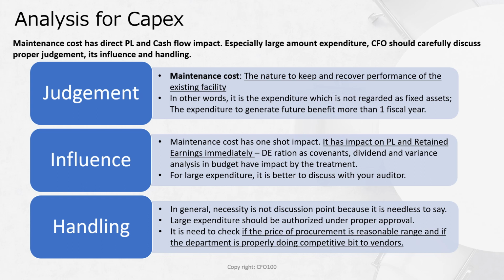Although an analysis for Capex is a sensitive item that needs more study, the maintenance cost is also important to judge properly to control the P&L and cash flow impact. The accounting team and the finance team sometimes follow the past treatment and experience automatically, but CFOs should find points that are not considered enough and make them implement a proper process and treatment for the expenditure.